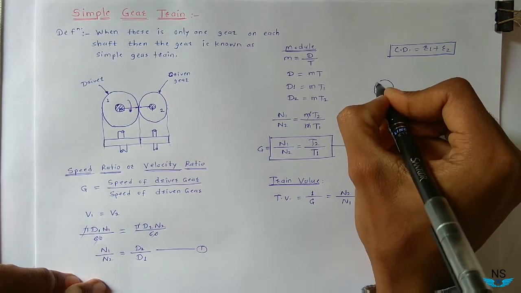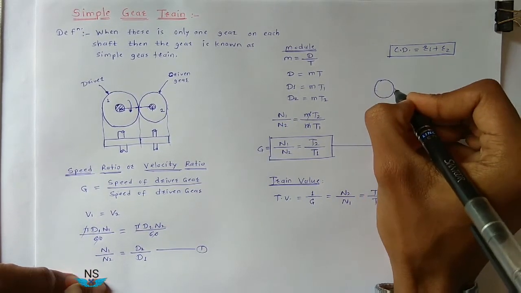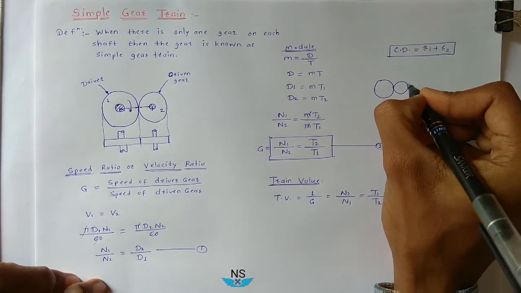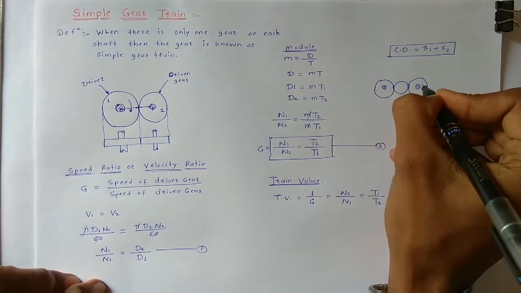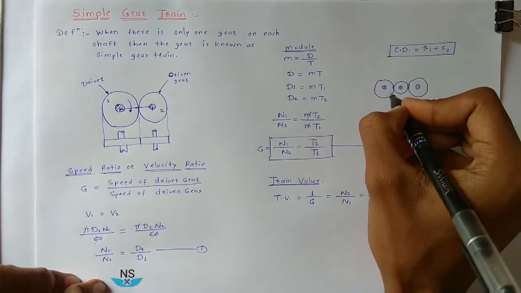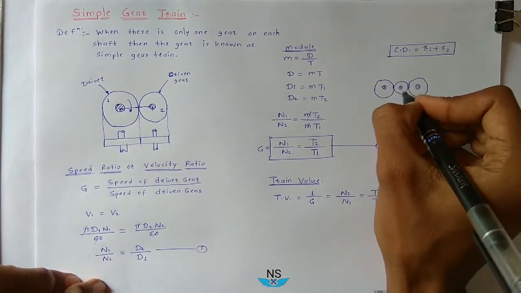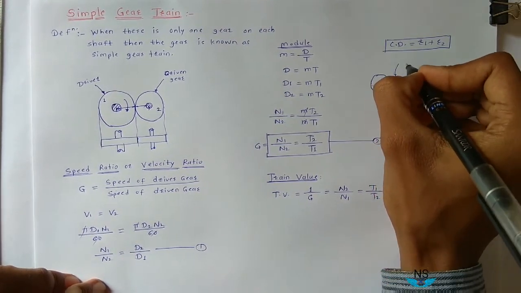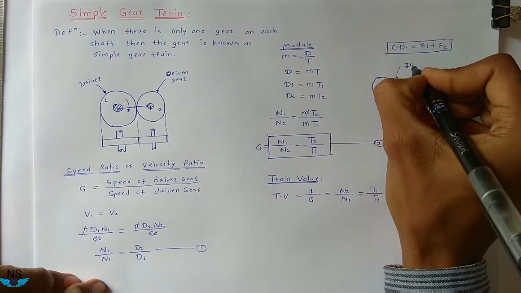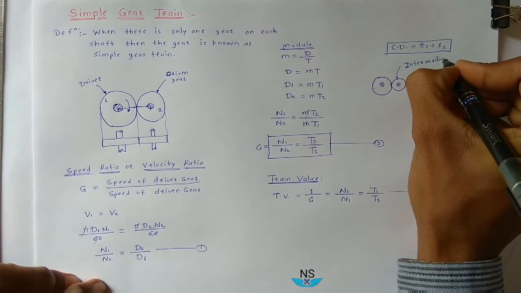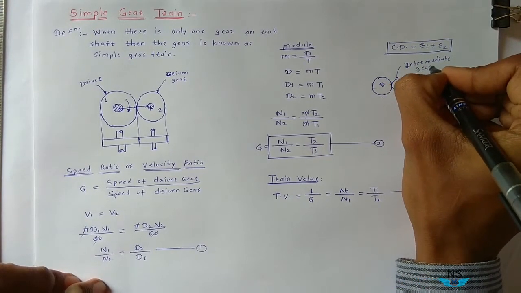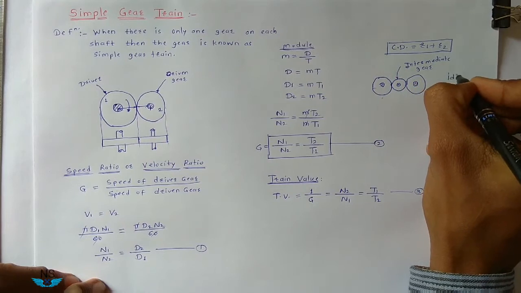So this is gear 1. This is a driver gear, this is a driven gear, and if the center distance is more, then an intermediate gear is used. Intermediate gear is also called an idler gear. So, idler gear.